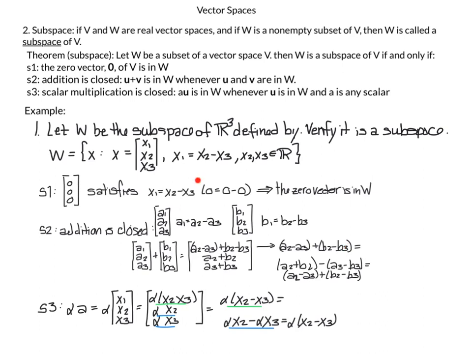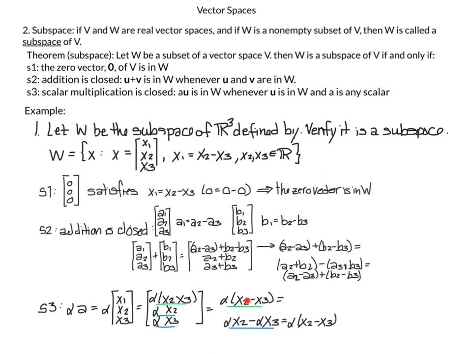And to be in W, we need x1 to equal x2 minus x3. So this is x1, our top coordinate. I can rearrange these because these are just real numbers. I can group my A2 and my B2 together and then subtract my A3 and B3 together. So then this is my A2 plus B2, and over here this is my A3 plus B3. So I have exactly the correct form that I wanted. So addition is closed.